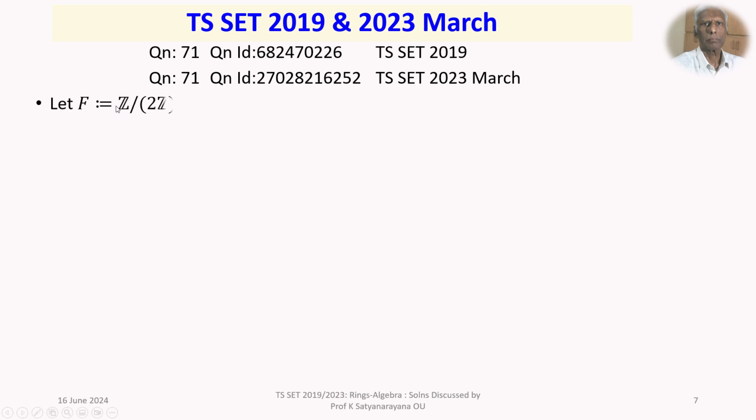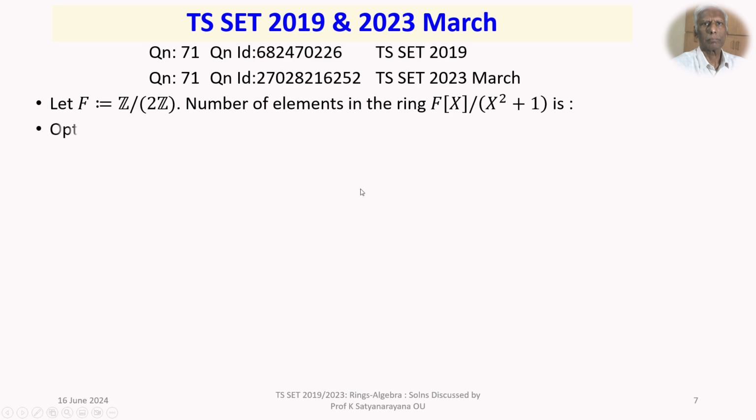Anyway, so let F, the field, be equal to Z by 2Z, that is Z2, the integers modulo 2. The number of elements in F[x] by the ideal generated by x square plus 1, where F[x] is the polynomial ring over F. We are given 4 options. So, let us now discuss.